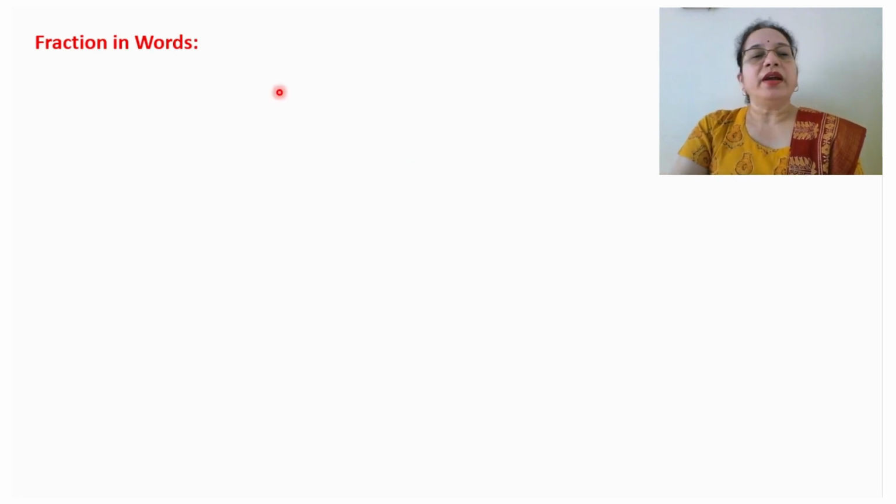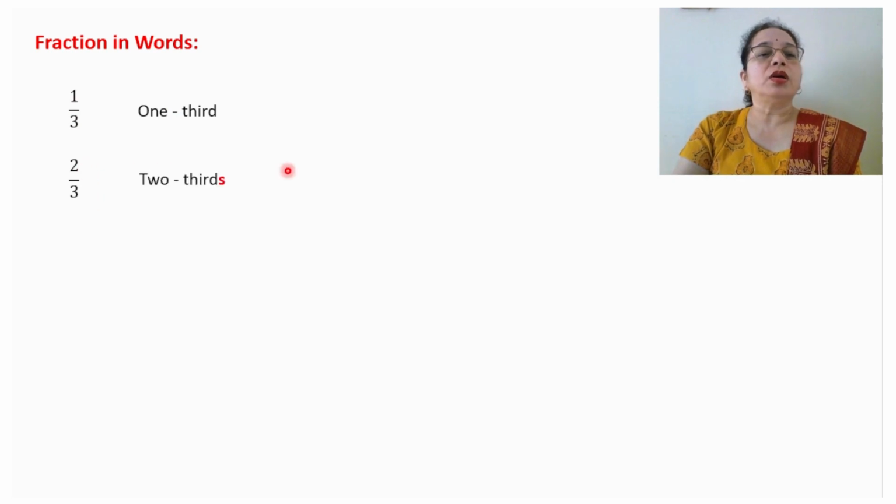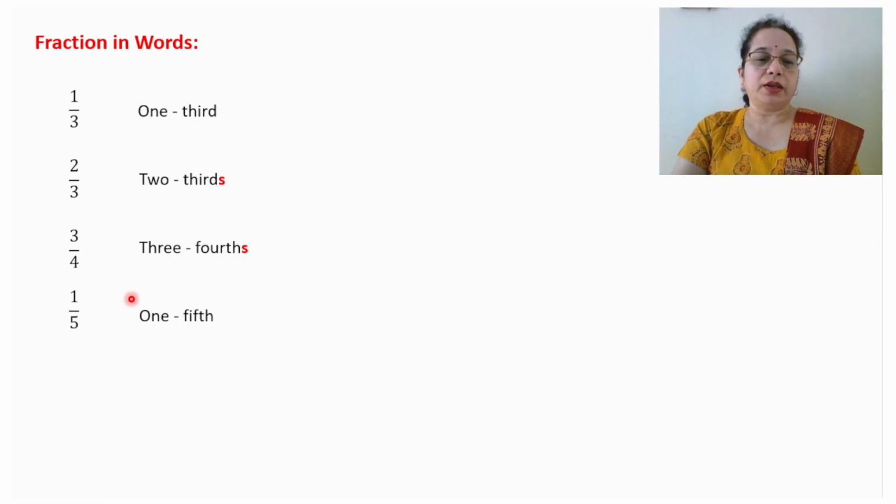Now how to read and write fractions in words. So this is 1, 3. So we read this as one third. Now this is two thirds, three fourths, one fifth or one fifths. Which one is correct? Okay. Sometimes here you can see that S is included and sometimes we are not writing S.